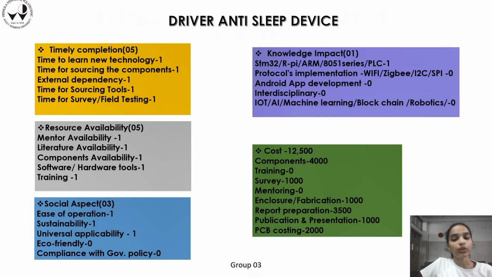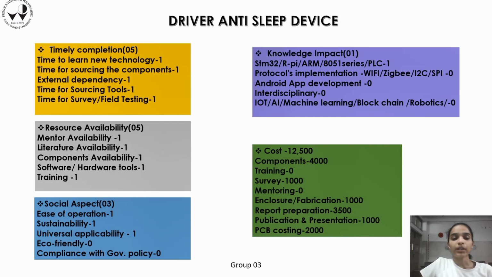In this project, we don't want any training, so we have given it zero. In survey, we have given a cost of 1,000 rupees. In mentoring, we have given it zero. Enclosure and fabrication, we want, so we have given the cost of 1,000 rupees. In report preparation, we have given the cost of 3,500 rupees. In publication and presentation, we have given the cost of 1,000 rupees. And in PCB costing, we have given the cost of 2,000 rupees.